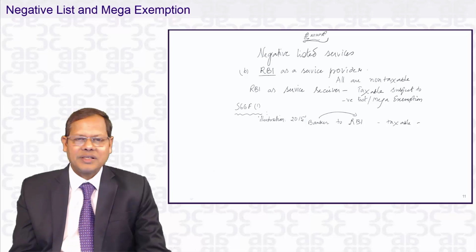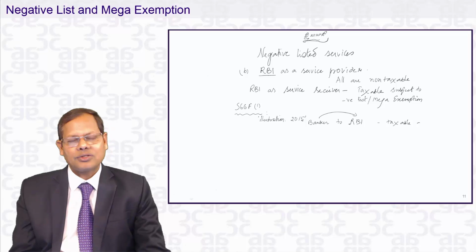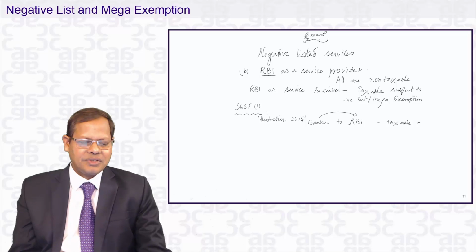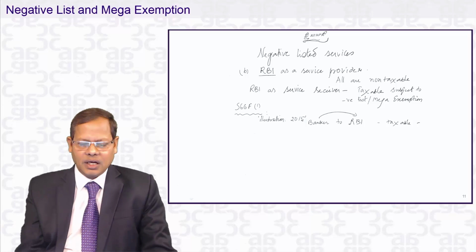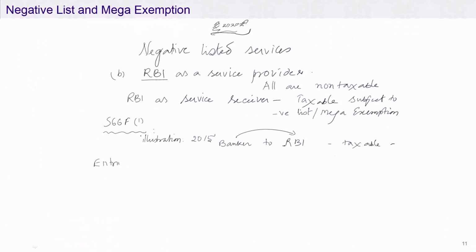See, RBI receives some services under reverse charge. So it has to pay. If it receives any service not in the negative list, not in the mega exemption, it has to pay. So RBI as a service receiver is taxable unless some exemption has been given. But under the negative list, there is no relief whatsoever. But under the mega exemption, there is some relief. What is that? Look at entry number 41. Entry number 41 of mega exemption.